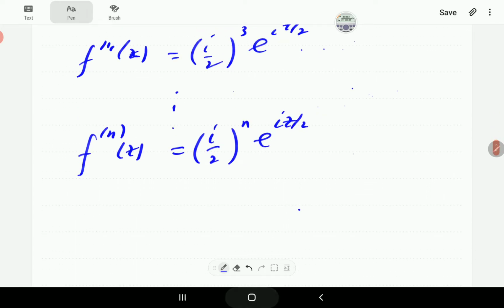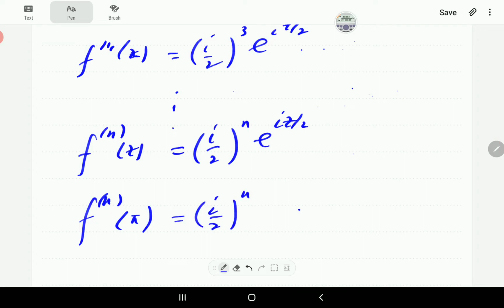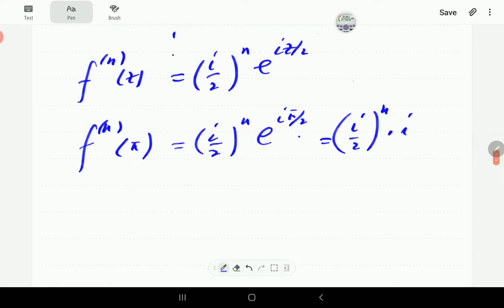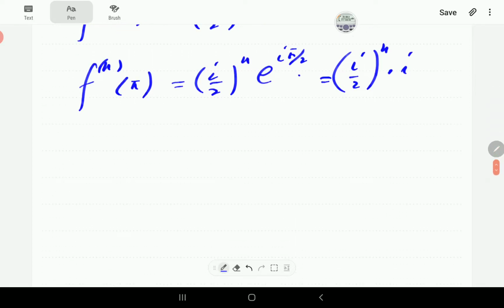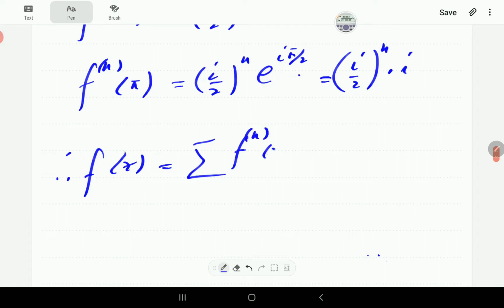So if you plug in z naught, where z naught is pi, it's going to be (i/2) to the power n e to the i pi on 2. e to the i pi on 2 is just i, so it's going to be (i/2) to the power n times i. And now we can find the general formula for our Taylor series.